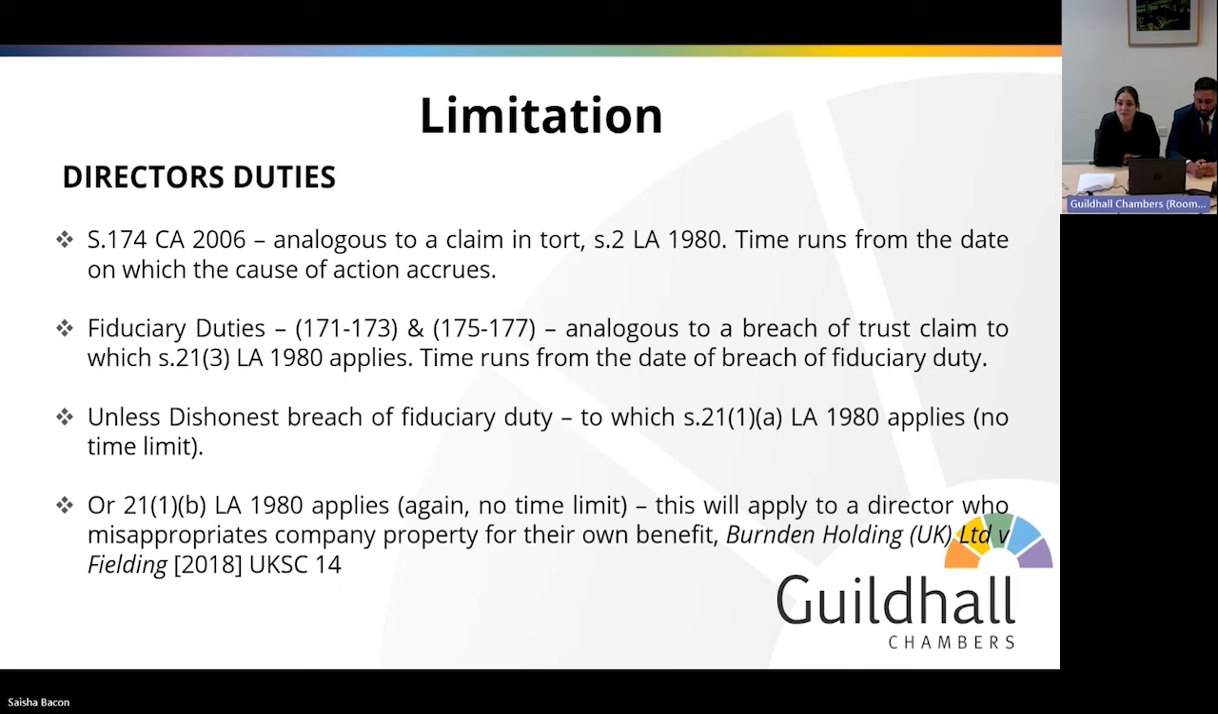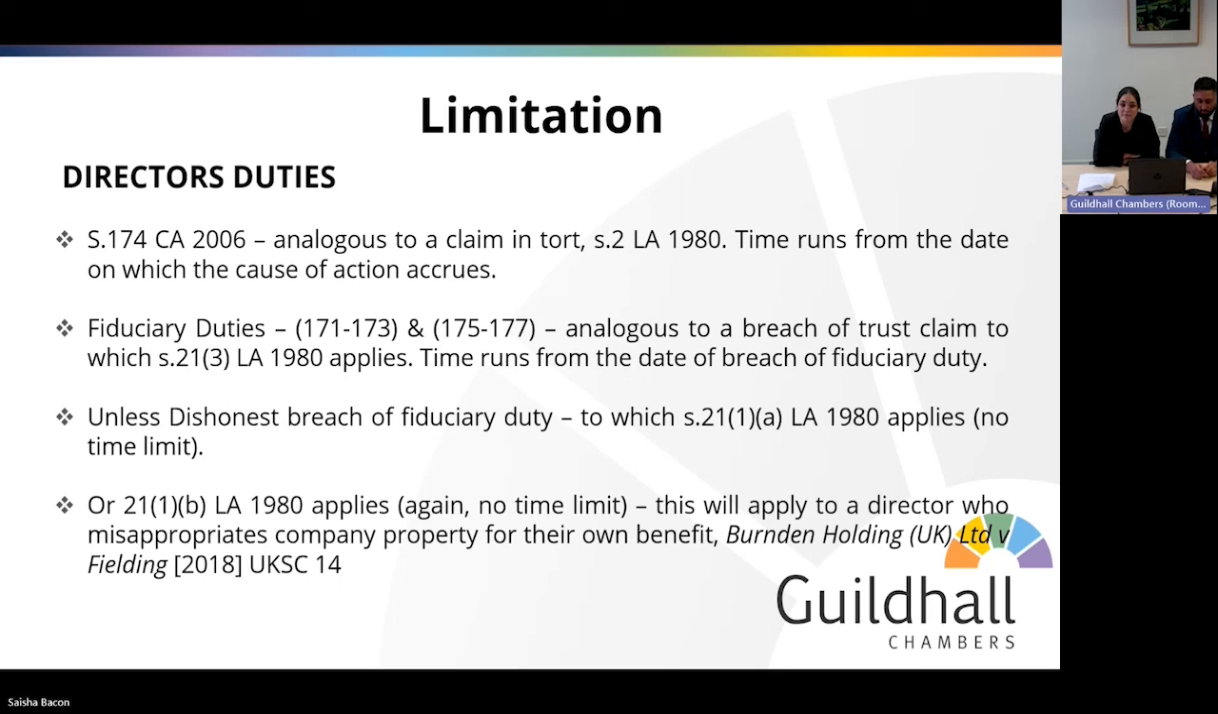These are viewed as analogous to a breach of trust claim, to which Section 21(3) of the Limitation Act applies. That will be a 6-year limitation period, and the time runs from the date of the breach of fiduciary duty, unless the breach of fiduciary duty is a dishonest breach, to which otherwise Section 21(1)(a) of the Limitation Act applies, where you've got no time limit. So you've got a contrast of 6 years, or if it's dishonest, then you've got no time limit. But obviously you've got to prove that dishonesty. So it could be quite risky, I guess.